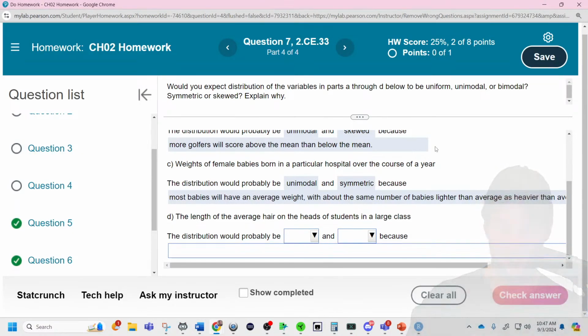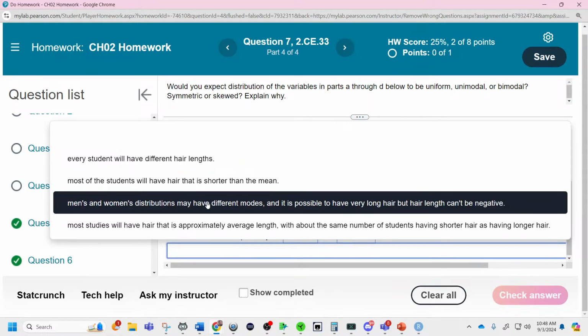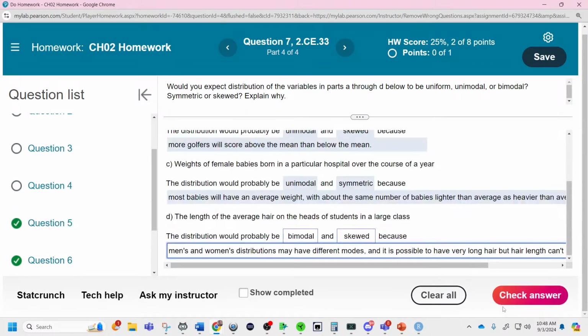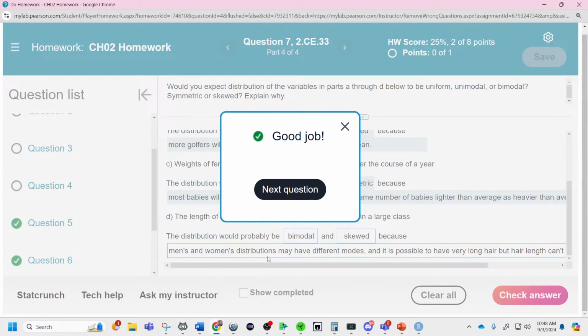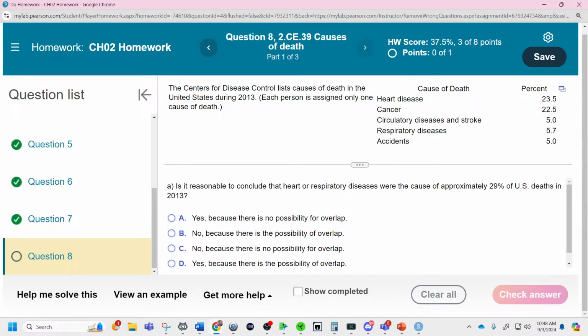I've done this question a lot of times. So this is bimodality skewed. It's possible to have very long hair, but your hair can't be negative. So once again, you can see the answer blurred right there. Men and women have different distributions and may have different modes. It is possible to have very long lengths of hair, but hair lengths can't be negative. So good stuff. We're almost done right here, and then we're going to try to jump over to those quiz questions.